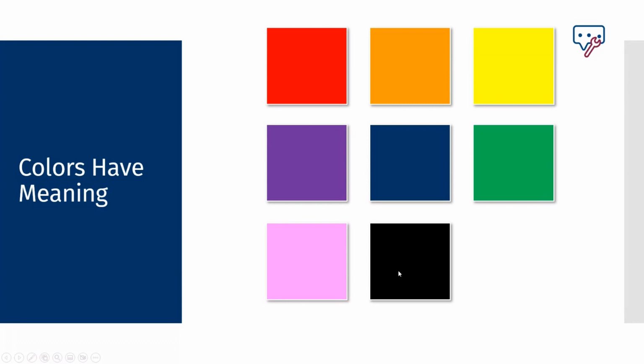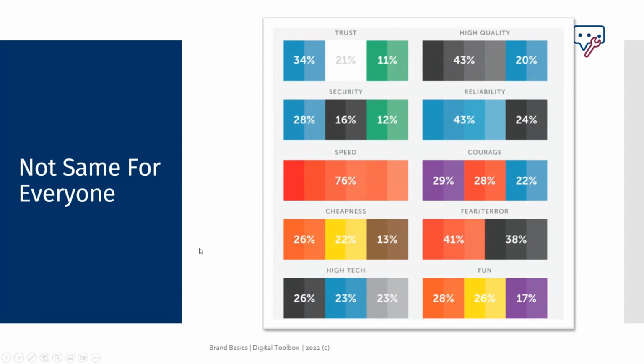Black is often associated with luxury. Black and white photography is very popular with high-end brands. Yellow is bright and cheery. Purple tends to be a power color for women. And pink is often more associated with younger women's products. But it's not the same for everyone.